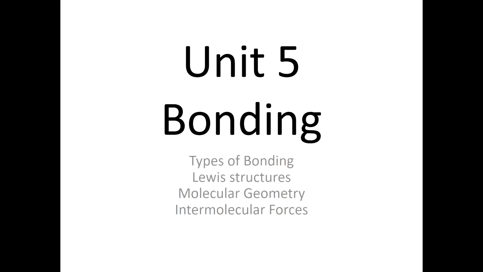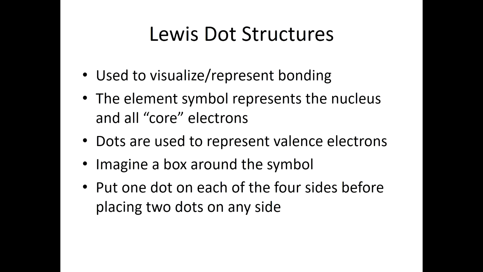This is on bonding, ionic and covalent. In this unit we will be talking about how to draw Lewis structures, types of bonding, the shapes of molecules, and then intermolecular forces. So the first thing you need to know how to do before we can talk about bonding is you need to know how to draw a Lewis structure.